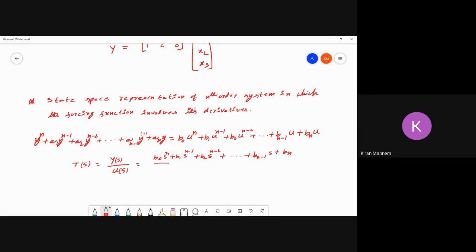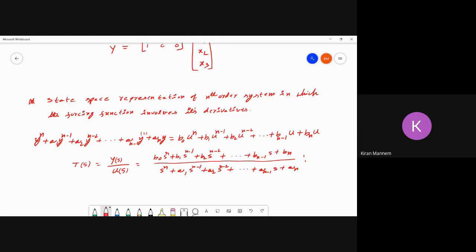Divided by S to the power of n plus a1 into S to the power of n minus 1 plus a2 into S to the power of n minus 2 plus a n minus 1 into S plus an. Okay. So in this case, how do you assume the state variables? This is somewhat not typical, but it's a more systematic way of finding the state variable.